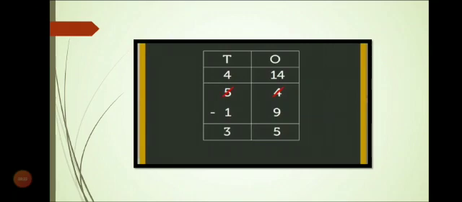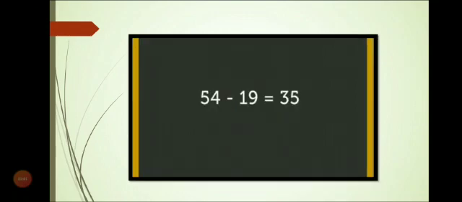Now, subtract 4 minus 1 to get 3 tens. So, we get the answer is equal to 35. 54 minus 19 is equal to 35.